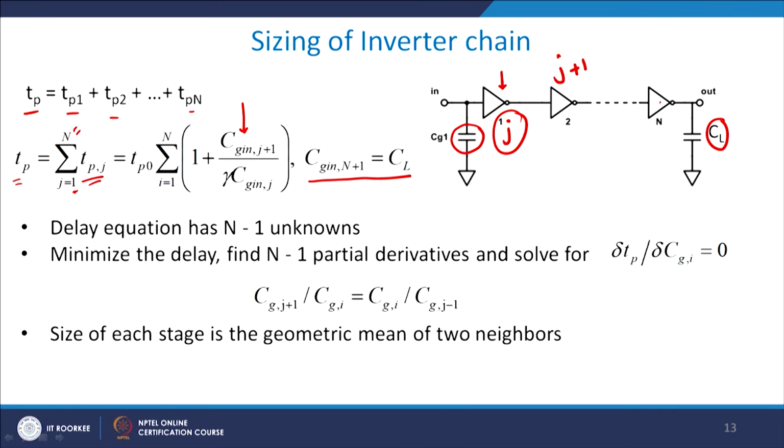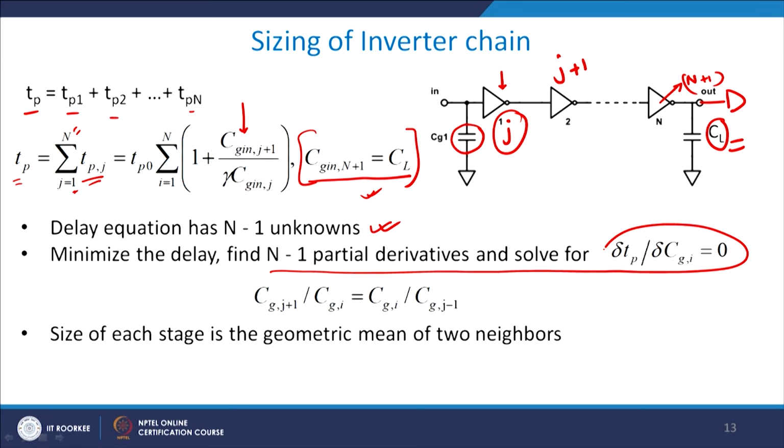Why? Because n plus 1 is the last stage you see, the output, and its input gate capacitance is the load. If there had been an inverter here, its input gate capacitance would have been equal to CL. That is what I am trying to say here. So there are n minus 1 equations, and therefore n minus 1 partial derivatives to solve for this quantity. I set delta Tp by delta Cgi equal to 0, because I need to minimize it.